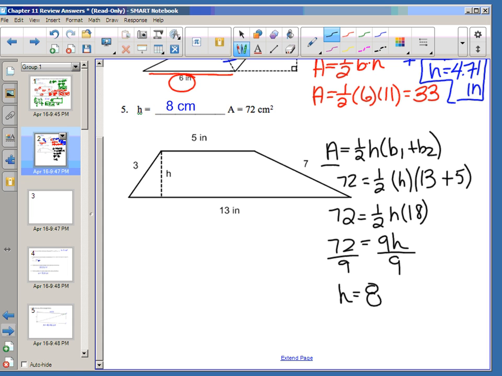And oops, I gave you an area in centimeters, but the sides in inches, so let's go with inches. Another issue with this problem is if this height is 8, it makes absolutely no sense for that to be 3 and this to be 7. So that's an error that we're going to have to correct later on. But for now, we're going to just ignore the 3 and 7 and say we calculated our height to be 8.